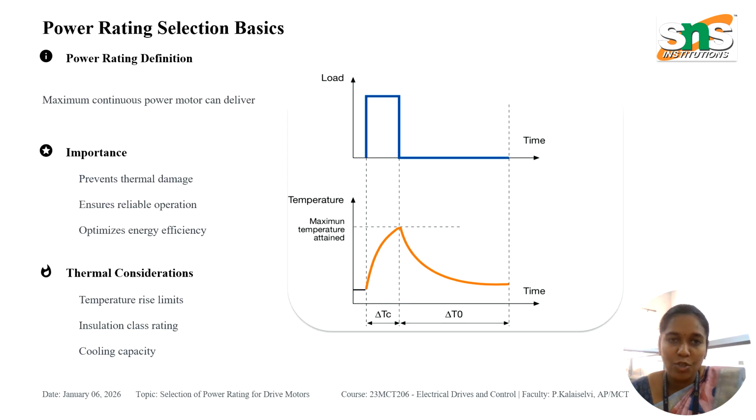So here, power rating selection basics. Power rating is defined as the maximum continuous power a motor can deliver safely. Proper rating is important because it prevents thermal damage, ensures reliable operation, and improves energy efficiency. The thermal considerations include the allowable temperature rise, insulation classes, and cooling capacity. We have to remember that motor rating is primarily limited by temperature rise.